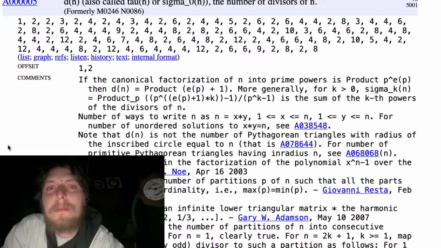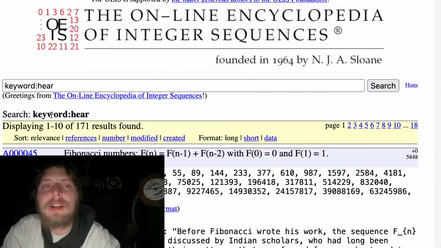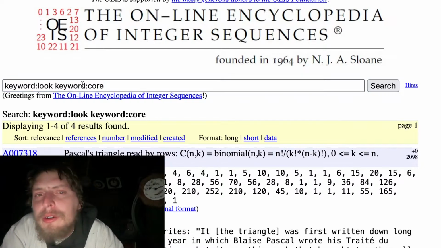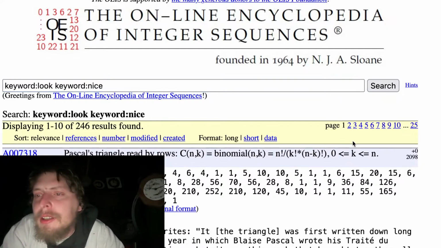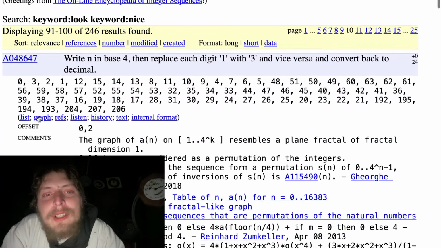Let's see. So, where were we? We were at here, which I didn't want to do because it downloaded a bunch of stuff. And we're just going to try one more look. Were there other ones that were core? No, not that many, but nice and look. Let's do a random one here. This one apparently looks nice.